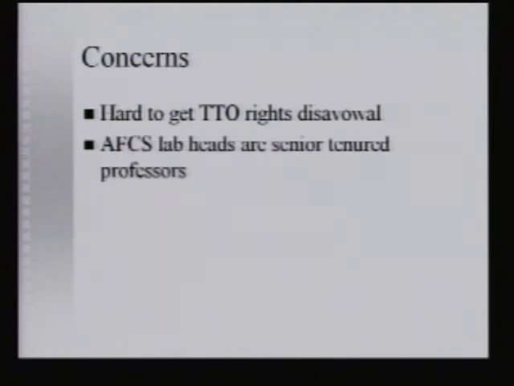So the concerns. Hard to get TTOs to disavow their rights, and Gilman will tell you all sorts of war stories if you get him going on this, particularly about the UC system. And he's willing to be quoted. I guess that's what happens once you get a Nobel Prize. You can irritate anyone you want because you know you're golden. He, like the other lab heads of AFCS, is a senior tenured professor. He happens to have a Nobel as well.